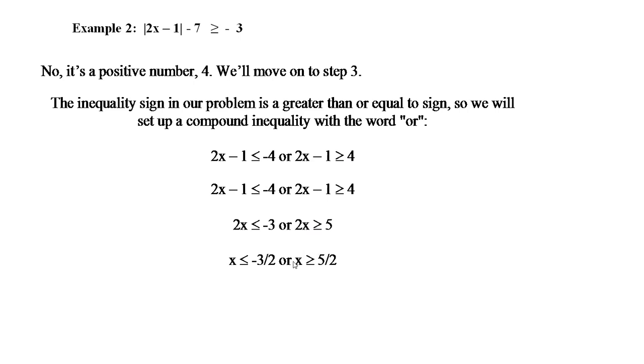So we found two different conditions. Either the number is less than or equal to minus 3 upon 2, which means x is less than or equal to minus 1.5, or x is greater than or equal to 5 upon 2, which means 2.5. We have two different conditions, and this is used as an or condition, either or.